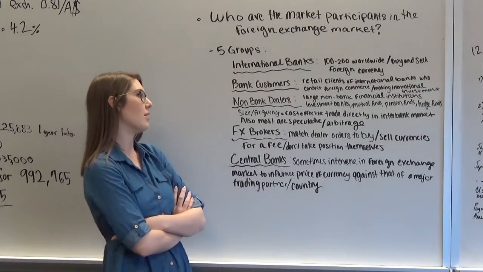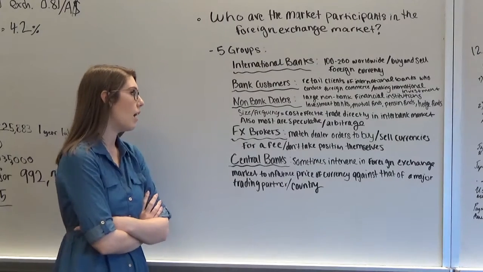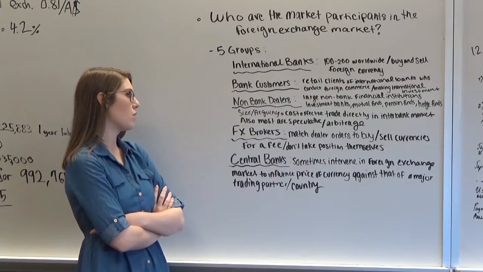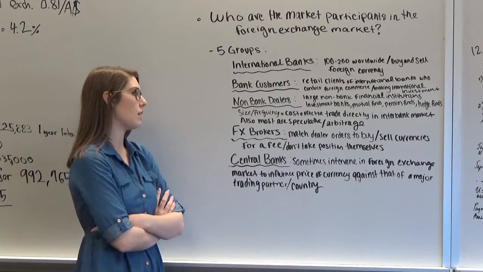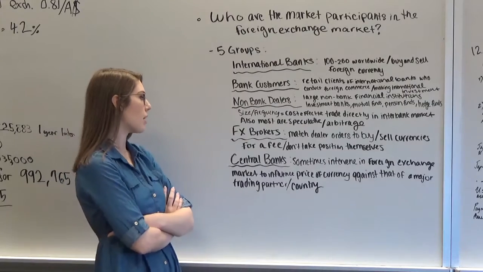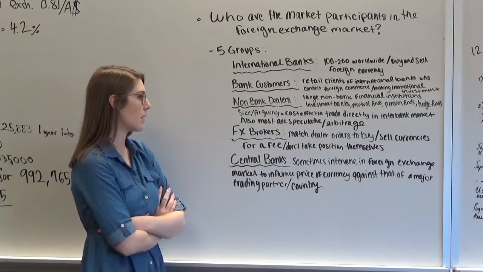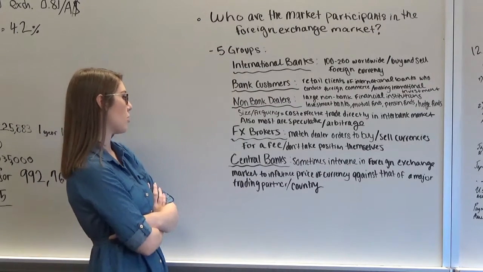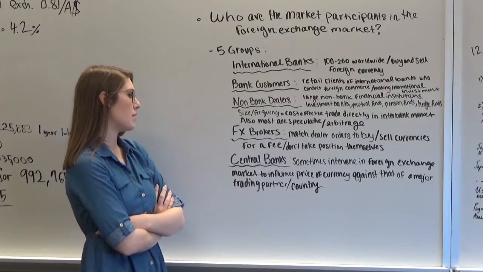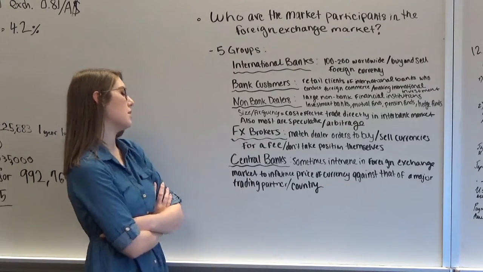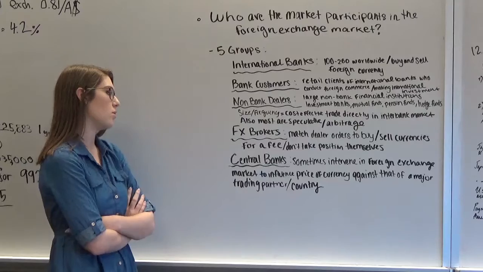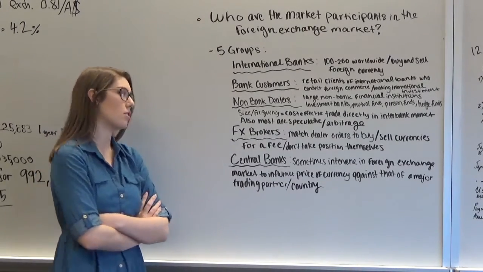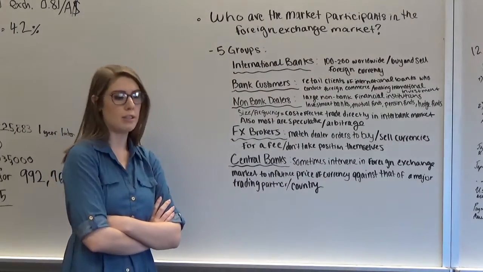Then you have non-bank dealers. That's pretty straightforward. They're non-bank financial institutions. That includes investment banks, mutual funds, pension funds, hedge funds. Their size and frequency means that they're cost-effective to trade directly in interbank market, and also they are mostly speculative and arbitrage. And then there's FX brokers. They match dealer orders to buy and sell currencies for a fee. They don't take the position themselves. And then you have central banks who occasionally intervene in foreign exchange market to influence the price of their currency against that of a major trading partner or a major company or country.